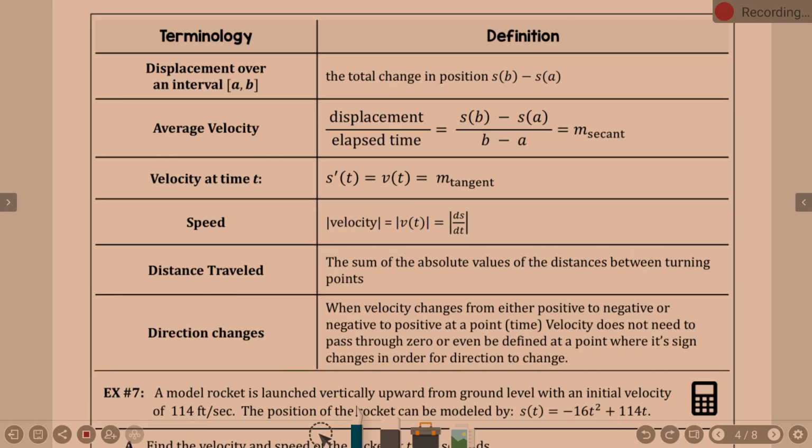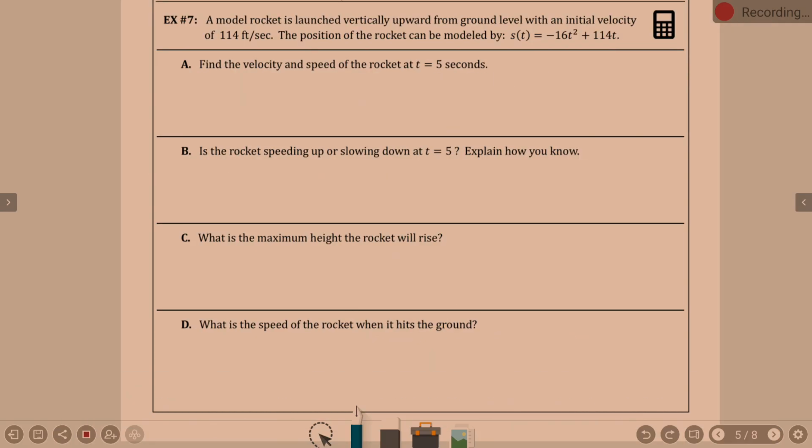Okay. Let's look at a model rocket. A model rocket is launched vertically upward from ground level with an initial velocity of 114 feet per second. The position of the rocket can be modeled by this function, so the position of the rocket is s of t. Notice the initial velocity of 114 is already in there, so we don't have to put that in there or anything. Part A asks us to find the velocity and speed of the rocket at 5 seconds. And it does say to use a calculator, but really I think we're just using it for calculations.